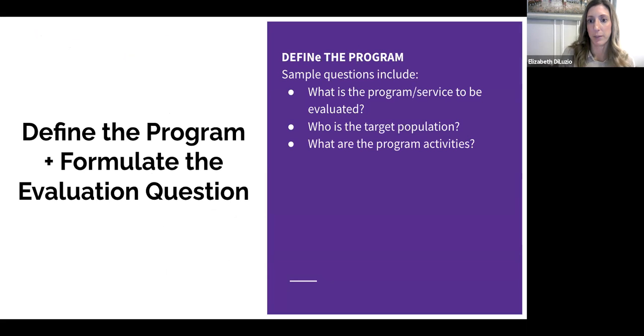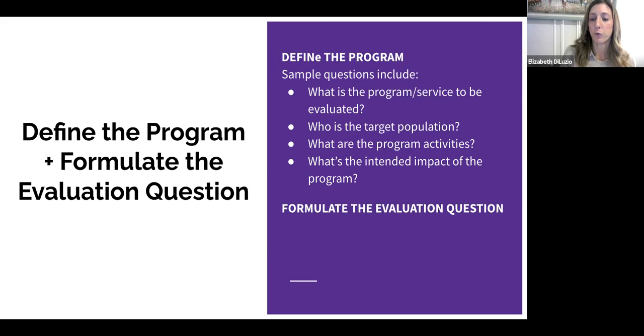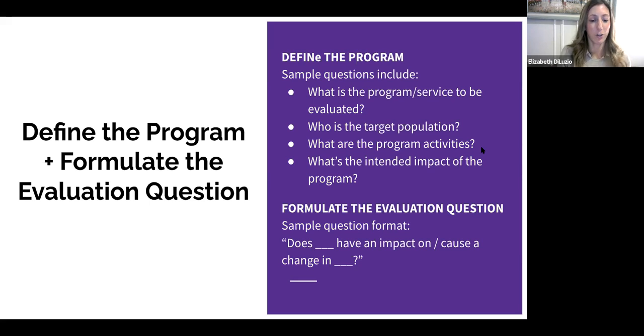Who is the target population? What are the program activities? And what's the intended impact of the program? Often it falls under this format. It can be a wide variety of questions, but if you're at a loss for what to ask, I would recommend using this format: does blank have an impact or cause a change in blank? So we're specifically looking at those outcome impact evaluations, just to make that clear.